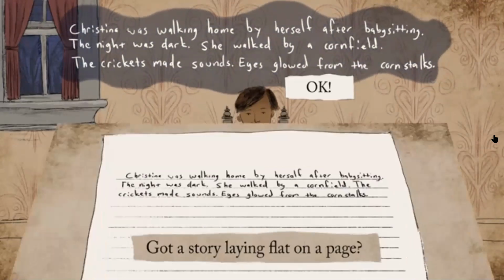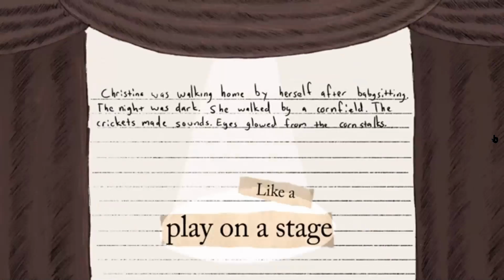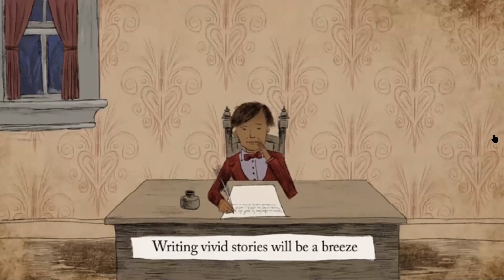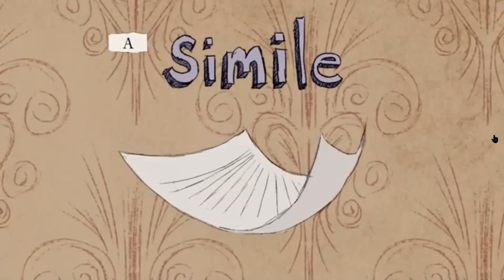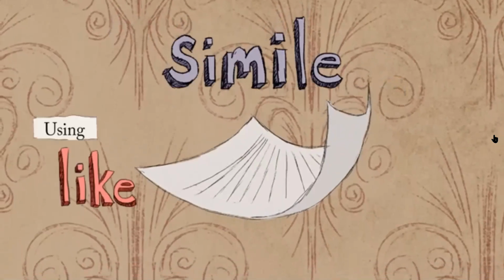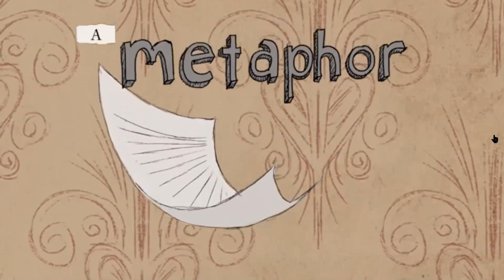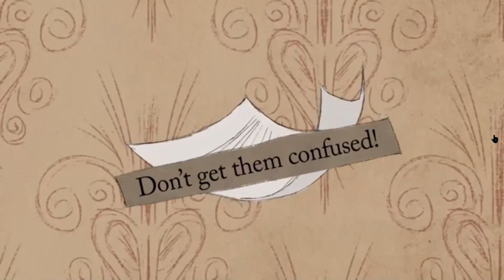Okay. Got a story laying flat on the page. Want it to come to life like a play on the stage. Describe using metaphors and similes. Writing vivid stories will be a breeze. A simile, a figure of speech, using like or as to compare different things. A metaphor compares things without like or as. Don't get them confused.